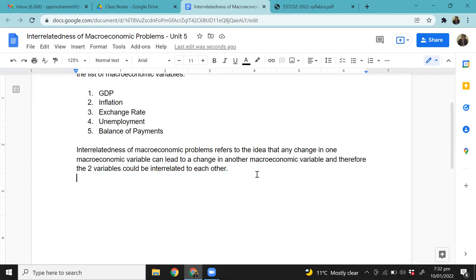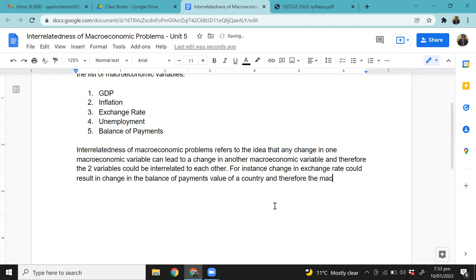Is it making sense? So for instance, a change in exchange rate can result in a change in the balance of payments of a country, therefore macroeconomic policy makers in countries should be mindful of this relationship. Is it making sense? Okay, have a look at this.